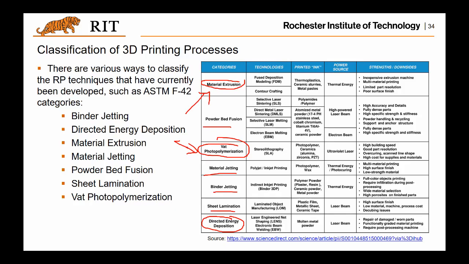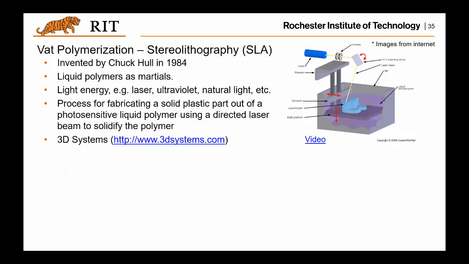All right. Let's take a closer look at it. The first process I'm going to talk about is vat polymerization. The representative process is stereolithography, which was invented by Chuck Hull in 1984. Basically, the material utilized is liquid polymers.